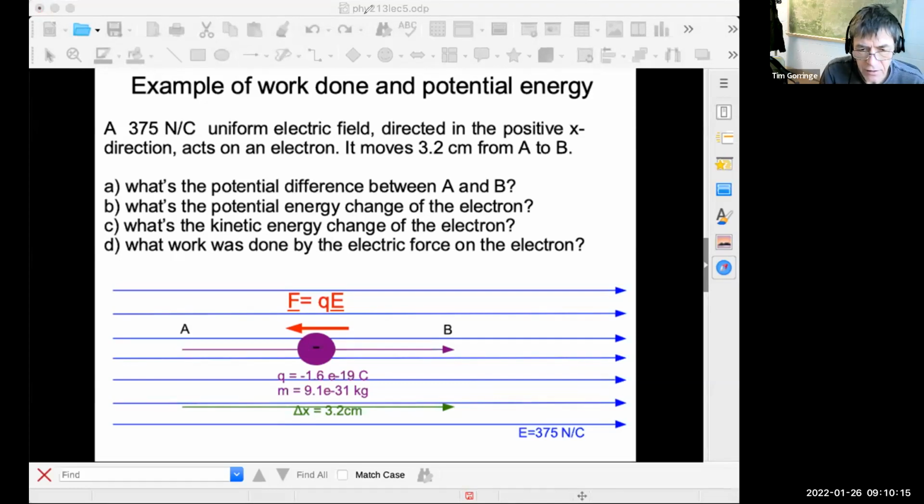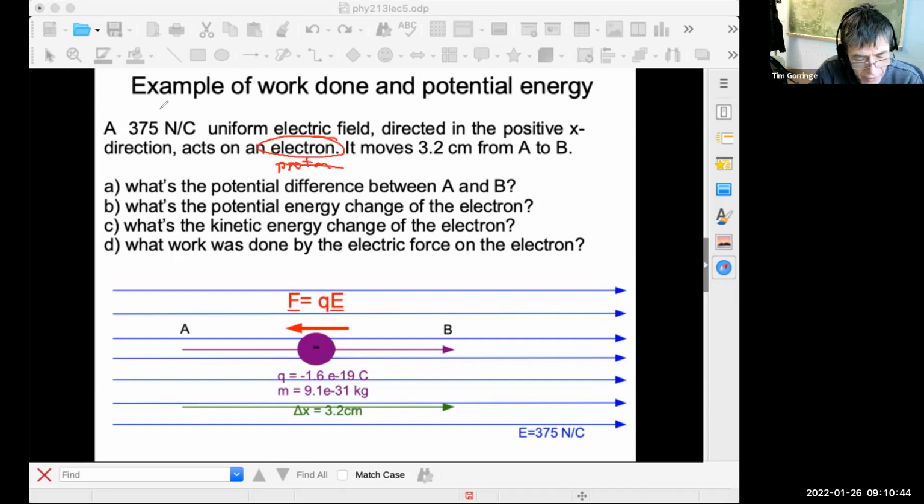Okay, this is the second example that I wanted to work through. In the last case, we had the proton moving left to right through an electrical field. Now we've got an electron moving left to right through the same electrical field. So the only change in this problem from the last problem is that in the last problem, we had a proton, a positive charge moving left to right. Now we've got an electron that's moving left to right.